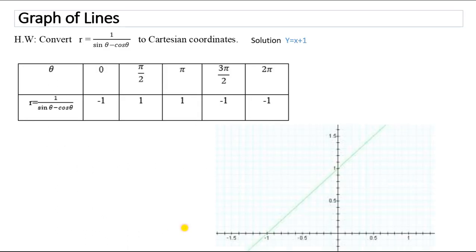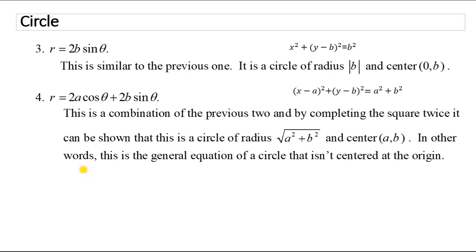Number 3, r equals b sine theta. Multiply both sides by r. The result is x squared plus y minus b, squared, equals b squared. This is the equation of a circle with center 0, b and radius the absolute value of b. Number 4, r equals a cosine theta plus 2b sine theta. Multiply both sides by r.